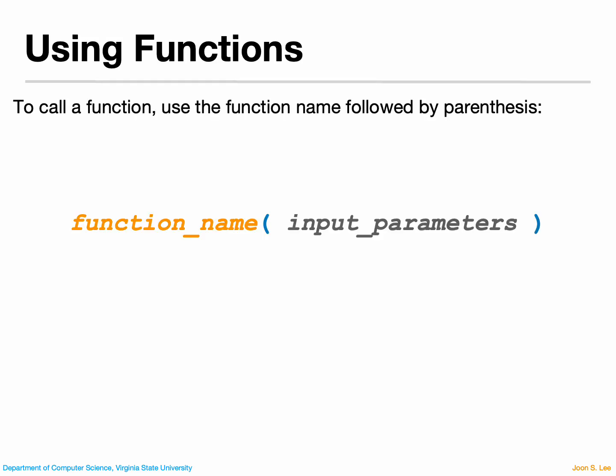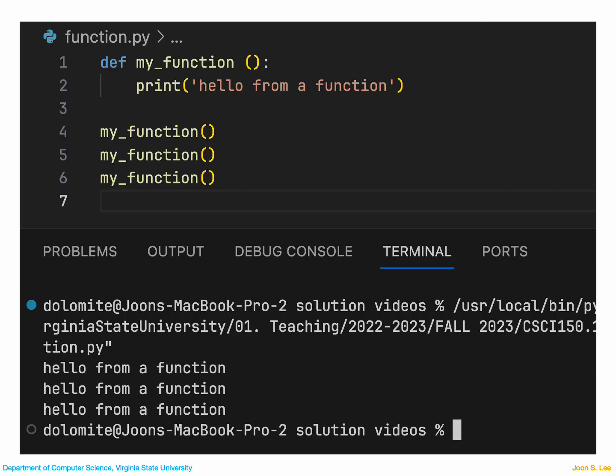Once we define a function, we still have to tell Python when to actually run it. That's called calling the function. To call a function, we write the function's name, followed by parentheses. If the function expects any input, we put those values inside the parentheses. At the top, for example, we define the function, just like before. But now notice what happens when we call it. On lines 4, 5, and 6, the function is called 3 separate times: my_function, my_function, and my_function.